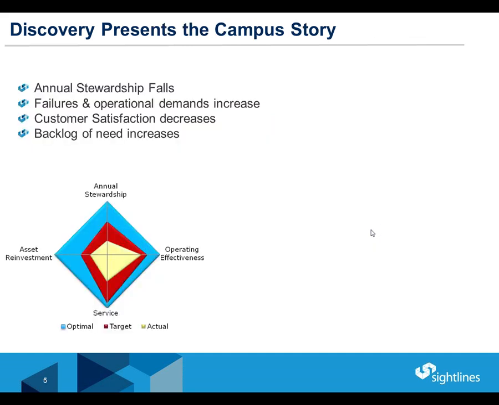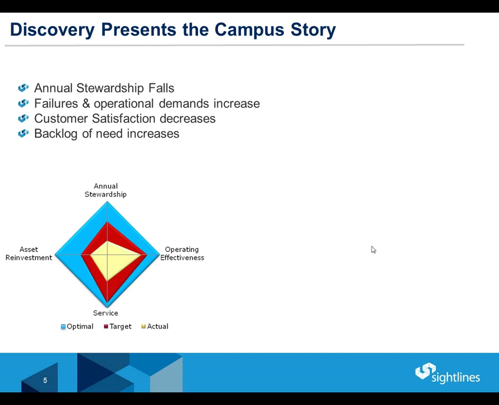The discovery process that we've had in ROPA, which is our historical process of discovery, really presents the campus story that we've seen over time: as annual stewardship falls, failures and operational demands tend to increase, customer satisfaction decreases, and the backlog of deferred maintenance and need increases.